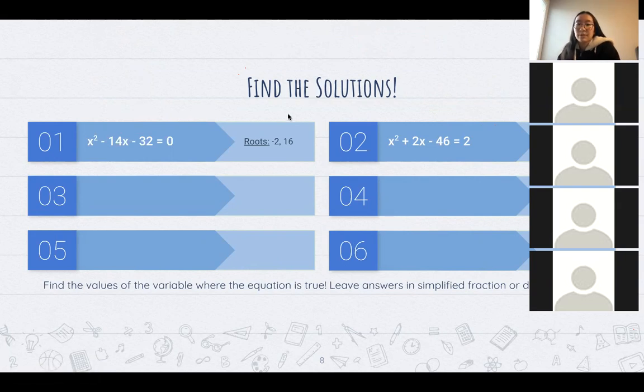Okay, so next problem, x squared plus 2x minus 46 equals 2. So we're going to get this in standard form first by subtracting 2 from both sides. And then when you subtract 2 from both sides, it becomes x squared plus 2x minus 48 equals 0. So disregard this one. And now we have to do the quadratic equation.